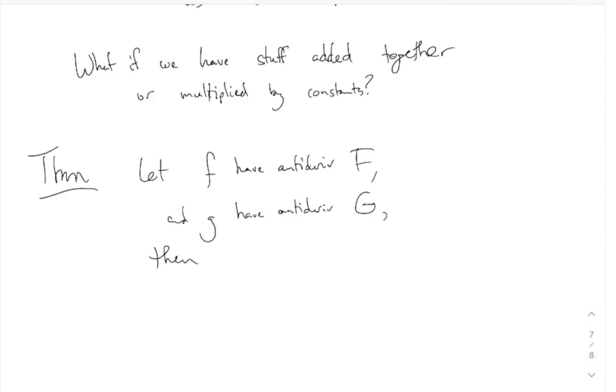Then I'm going to say two things. First of all, the antiderivative of little f plus little g is the big F plus the big G. So all I'm saying here is if you are adding two functions together and you want to take the antiderivative, you can just take the antiderivative of each one separately and add the two answers together. You don't need any kind of special rules or special formulas. If you are adding, you can just add together the antiderivatives. If you're multiplying, you're sort of screwed.